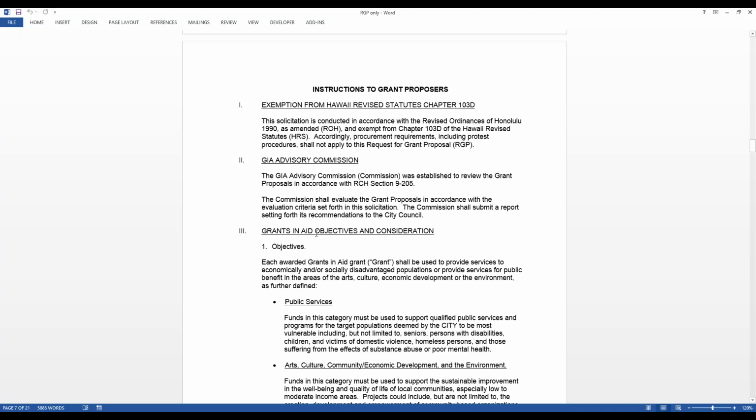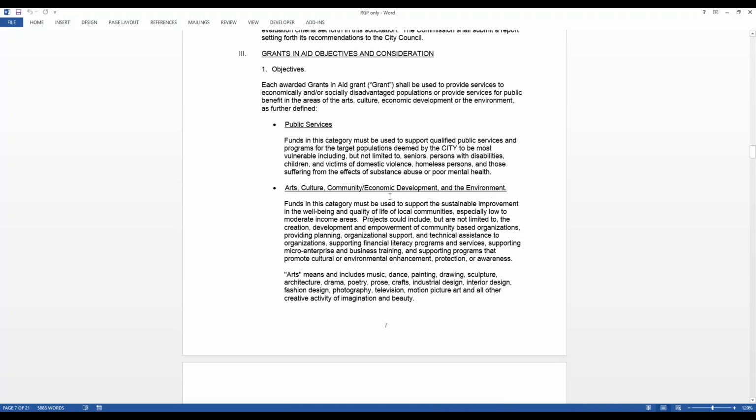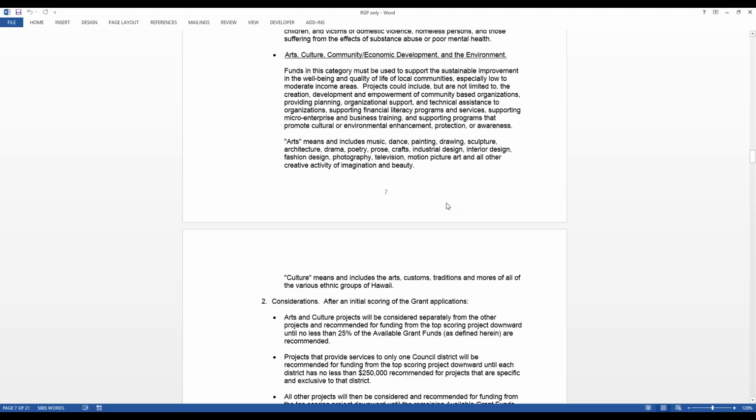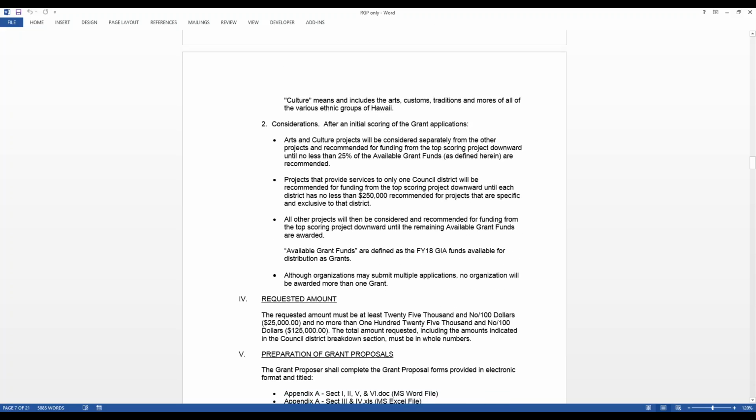We talked about the grants in aid objectives, which are the 2 areas where the funds can be used: public service, and arts, culture, community development, and environment. Moving on. So here is the consideration, top of page 8. After the initial scoring of all the grant applications, a minimum of 25% of the Grants in Aid fund will be awarded to arts and culture category programs.